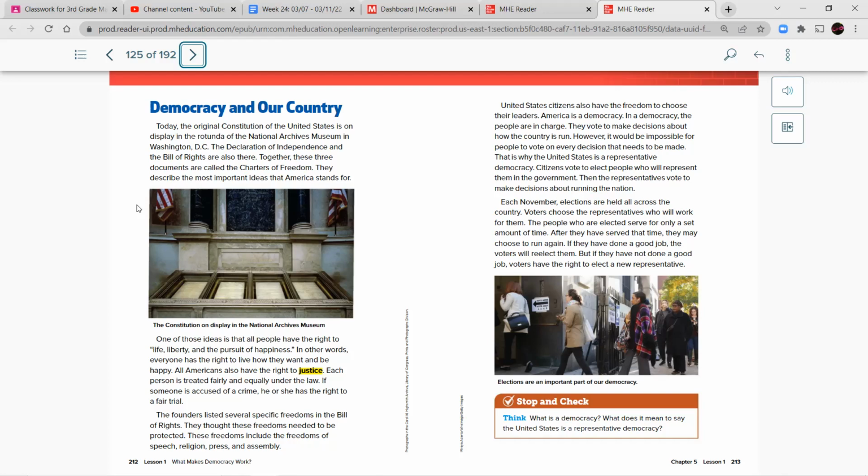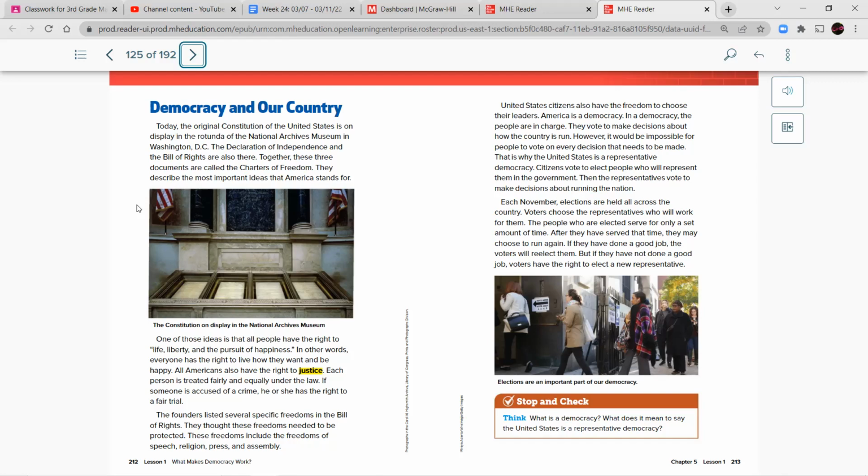The founders listed several specific freedoms in the Bill of Rights. They thought these freedoms needed to be protected. These freedoms included the freedom of speech, religion, press, and assembly. United States citizens also have the freedom to choose their leaders.